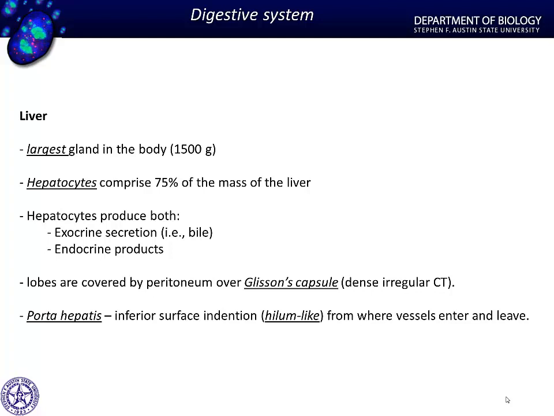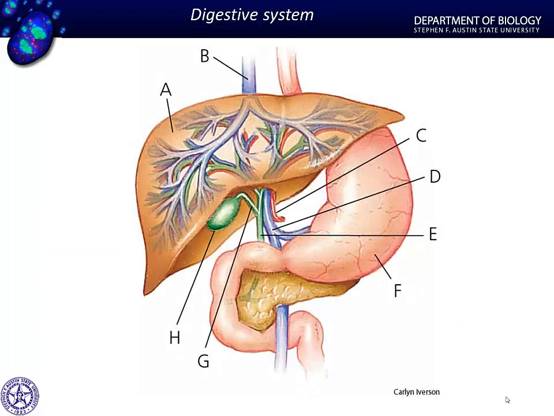Now, the lobes of the liver are going to be covered by a peritoneum. And this is going to be covered over Glisson's capsule. This is the dense irregular connective tissue capsule of the liver itself with our peritoneum on top of Glisson's capsule. Now, as we look under, or maybe the inferior portion of the liver, we're going to see a hilum-like indentation where the vessels enter and leave the liver. And this is referred to as the porta hepatis. And again, you can think of this mostly like the hilum of the liver.